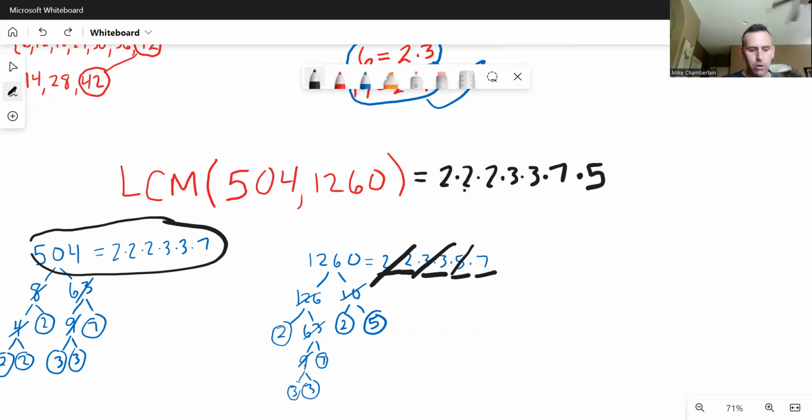If I multiply all those together using a calculator, I get 2,520. All right, 2,520 is the first time that those would match. Those are both methods.